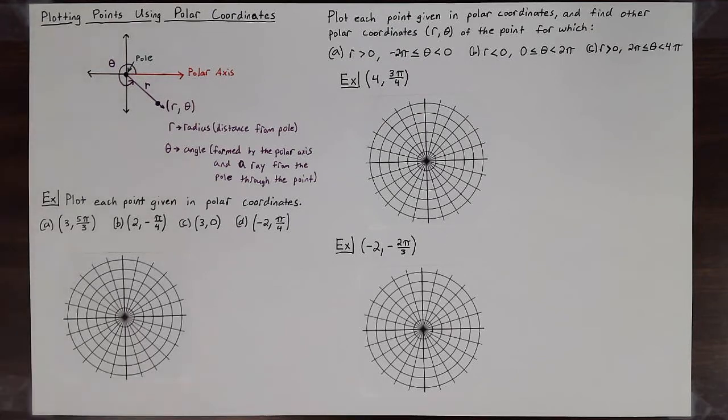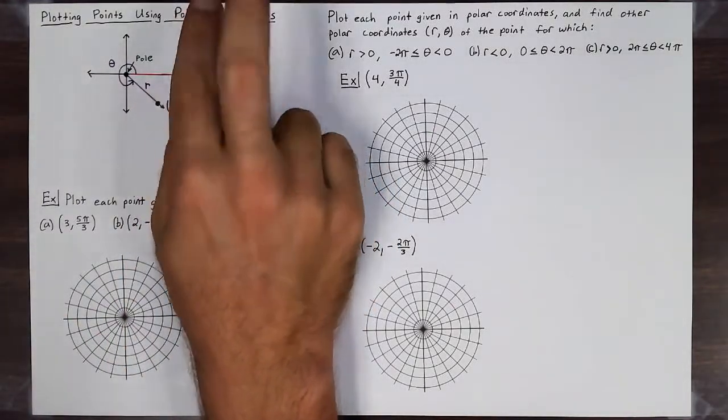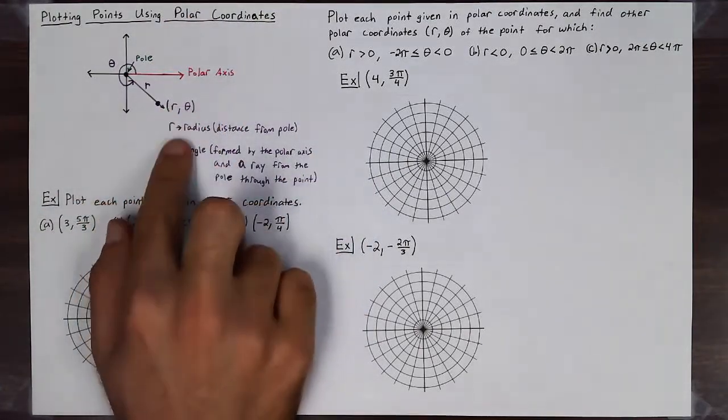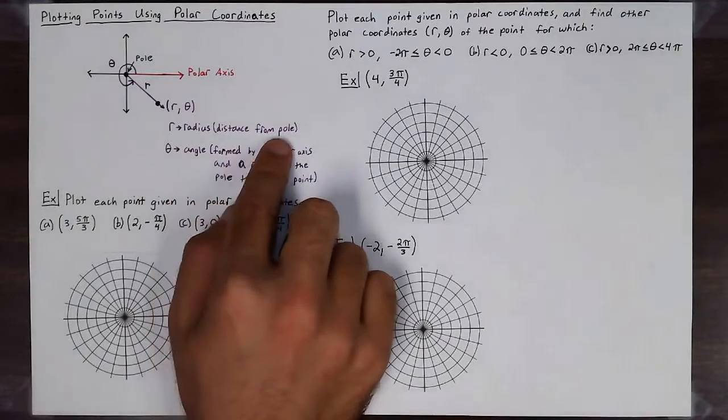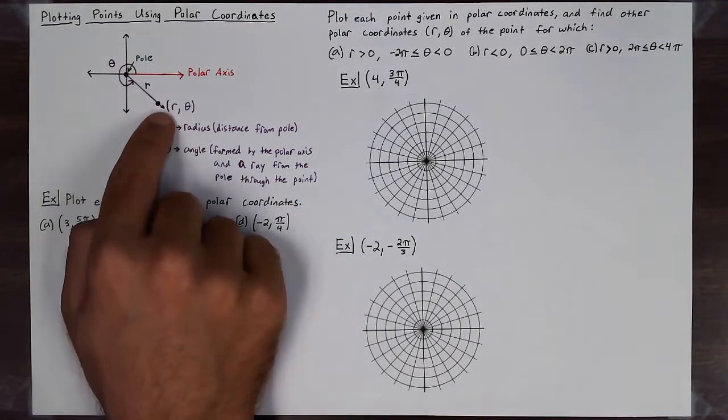In this video, we are going to learn how to plot points using polar coordinates. Polar coordinates are different from rectangular coordinates, which are x, y, but this time they give you r, theta, where r is just a radius from a pole, which usually is just a point. So, how far away is another point from a given point?